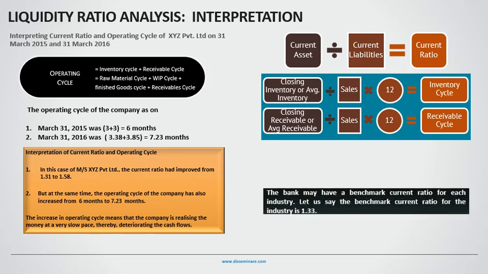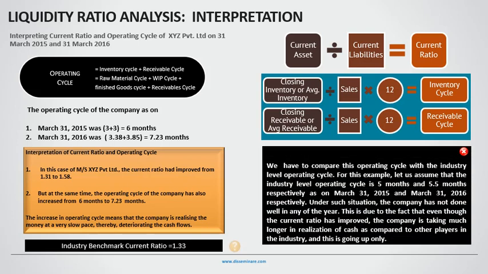The bank may have a benchmark current ratio for each industry. Let us say the benchmark current ratio for the industry is 1.33. We have to compare the operating cycle calculated with the industry-level standard operating cycle. For this example, let us assume that the industry-level operating cycle is 5 months and 5.5 months respectively as on March 31, 2015, and March 31, 2016, respectively.